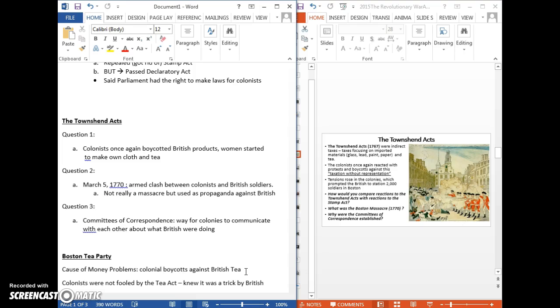You start to see the colonists get really creative in ways to survive without these British products that they depended on for so long. And this is going to be something that's similar to the way that the colonists reacted to the Stamp Act. As tensions rise in the colonies, the British are going to station 2,000 soldiers in Boston.